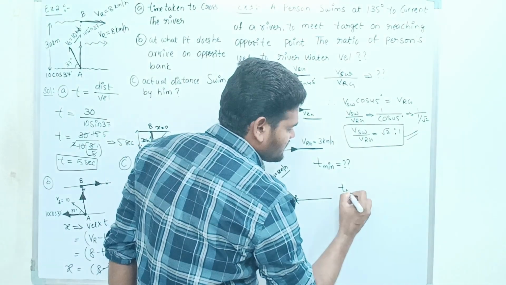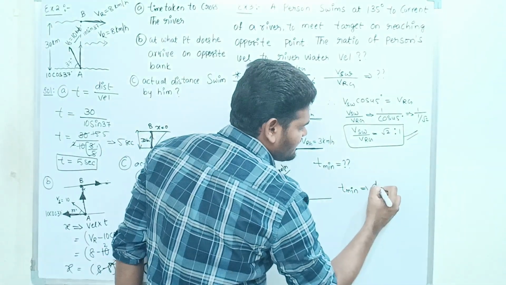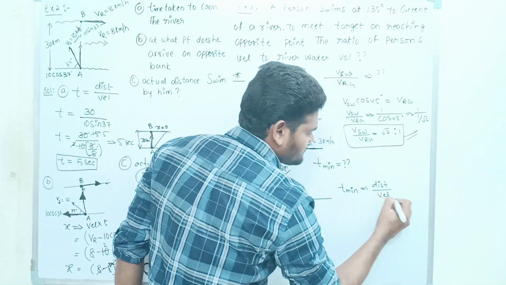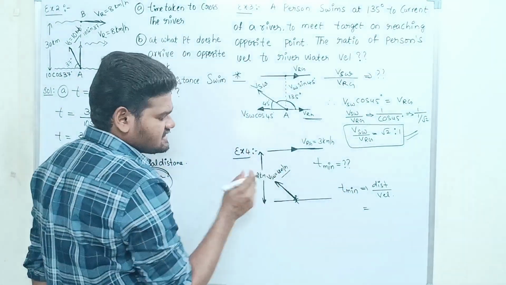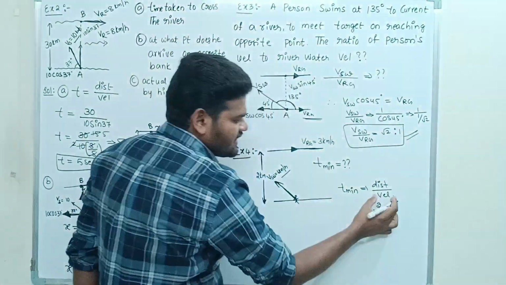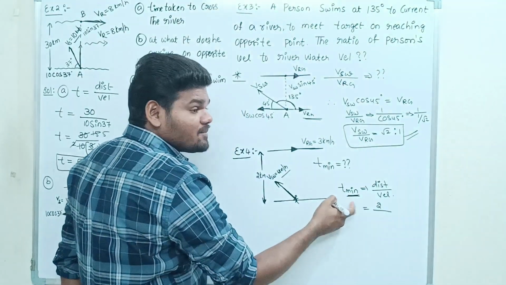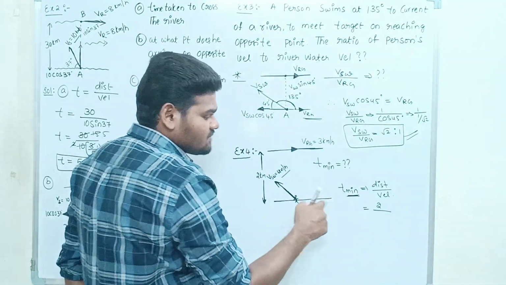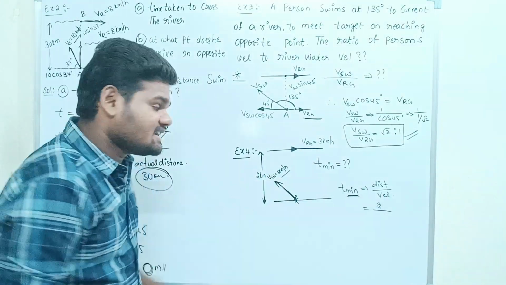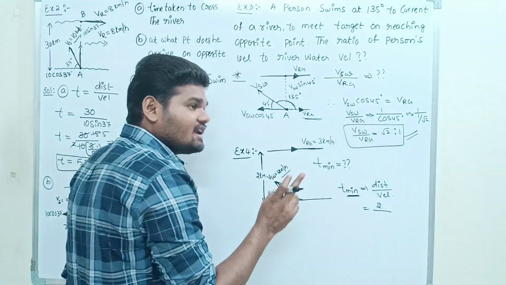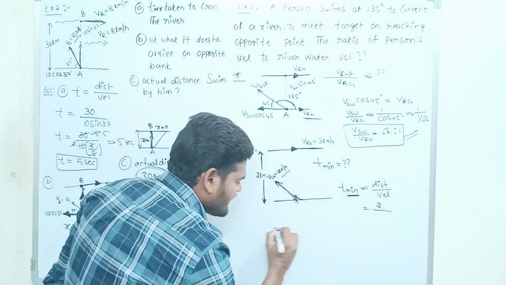Simply T minimum is equal to what? Distance by velocity. The distance is nothing but the width of the river, divided by velocity. They are asking for the minimum time, so now we have to find the velocity. Which velocity? The perpendicular velocity we have to find. Have a look at this diagram.